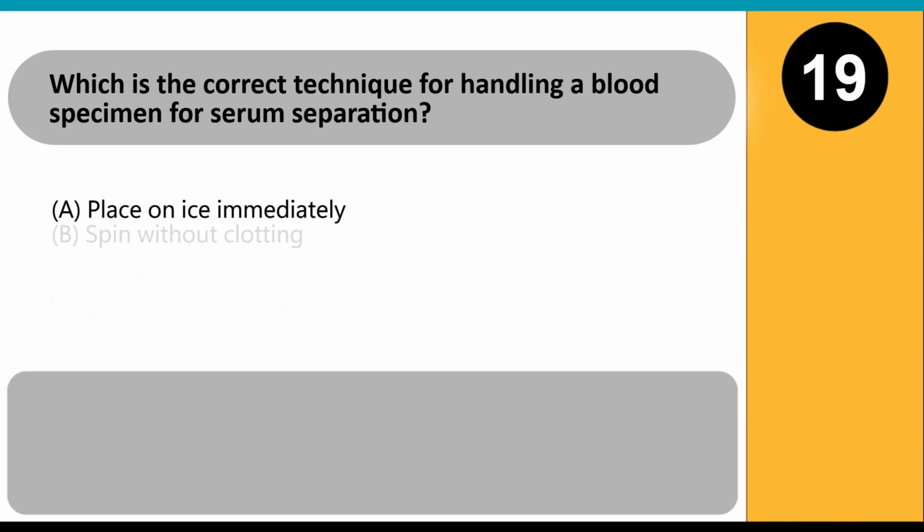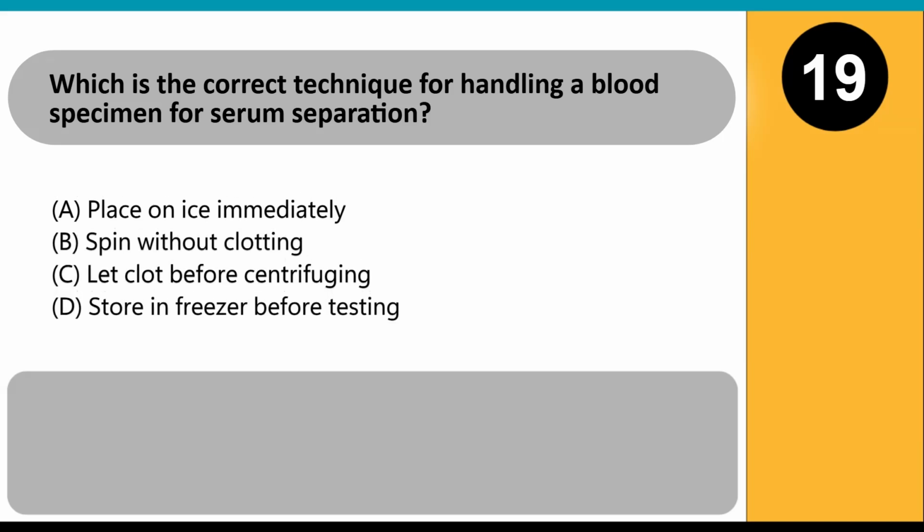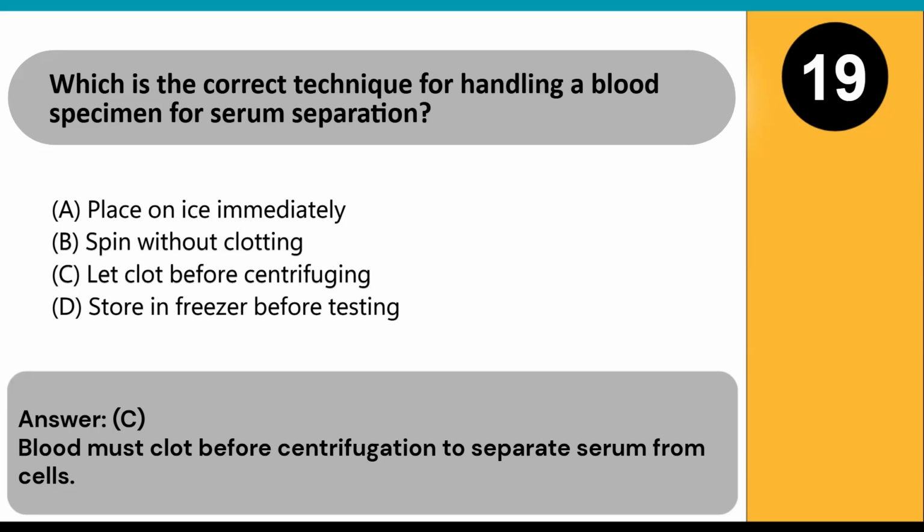Which is the correct technique for handling a blood specimen for serum separation? A. Place on ice immediately. B. Spin without clotting. C. Let clot before centrifuging. D. Store in freezer before testing. Answer C. Blood must clot before centrifugation to separate serum from cells.